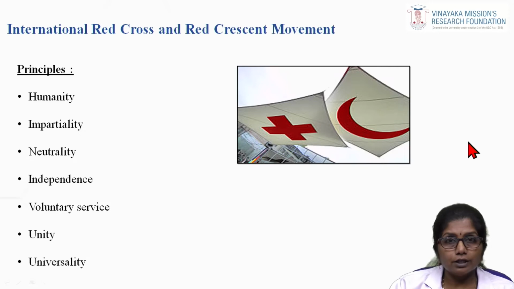Next we will discuss the International Red Cross and Red Crescent Movement. It is the world's largest international humanitarian movement with approximately 97 million volunteers, members and staff worldwide. It was founded to protect human life and health, ensure respect for all human beings, and prevent and alleviate human suffering. The principles adopted by these organizations are humanity, impartiality, neutrality, independence, voluntary service, unity, and universality.